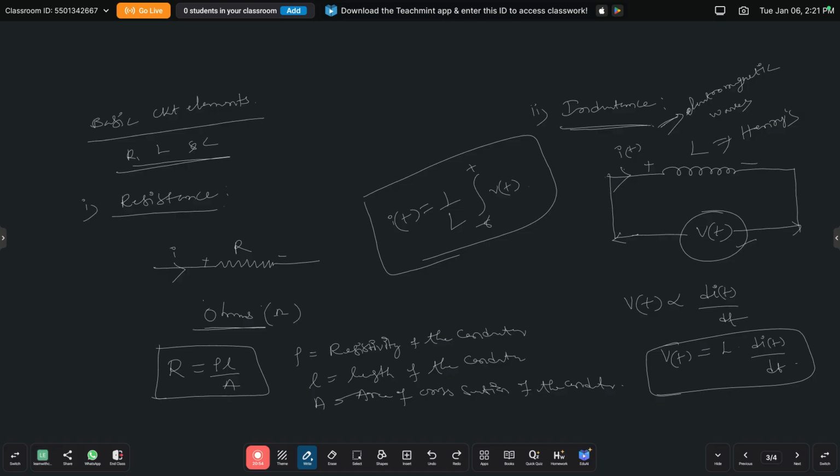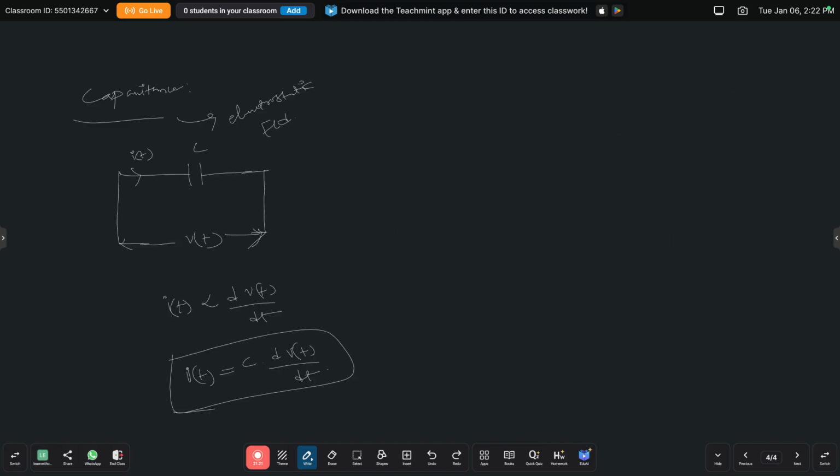Inductance is where energy is stored in the form of an electromagnetic field. Let us consider this is an inductor, the current flowing through this inductor is i(t), and the voltage across the inductance is v(t). Here the voltage v(t) is proportional to di(t)/dt. So v(t) equals L into di(t)/dt. And the next one is the capacitance.